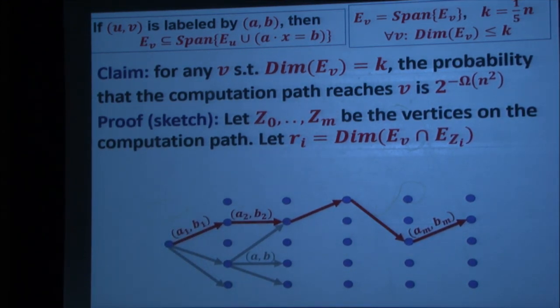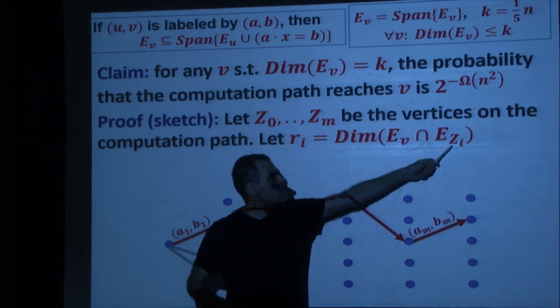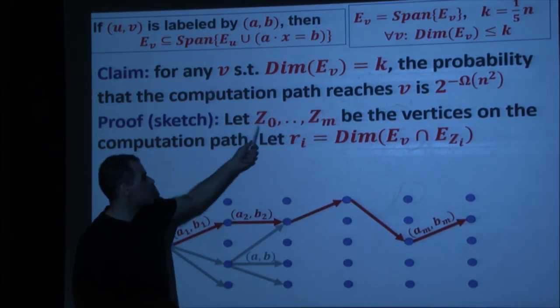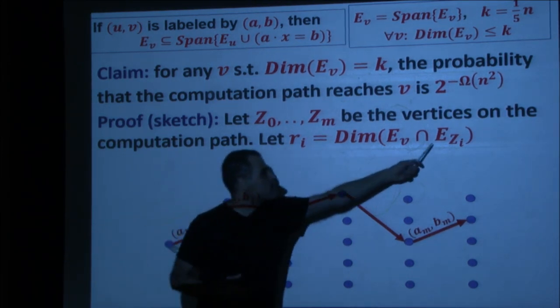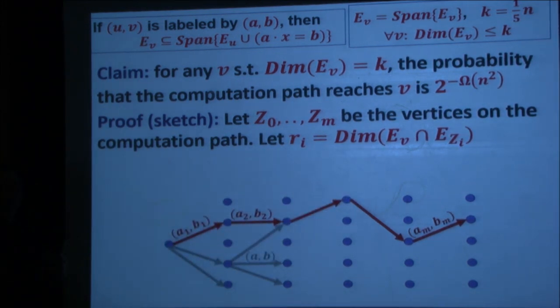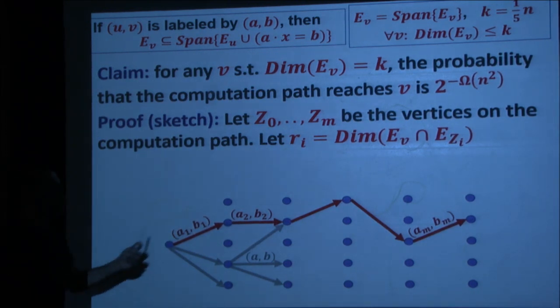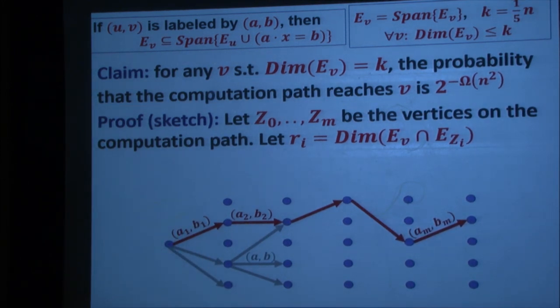Now we want to measure how much progress we made in reaching V. And we will measure the progress by the dimension of EV intersection with EZi. Zi is the current place that we are on the computation path. EZi is the set of equations that we remember. EV is the set of equations that we are aiming to, because we are aiming to the vertex V. And the dimension of the intersection we denote by Ri.